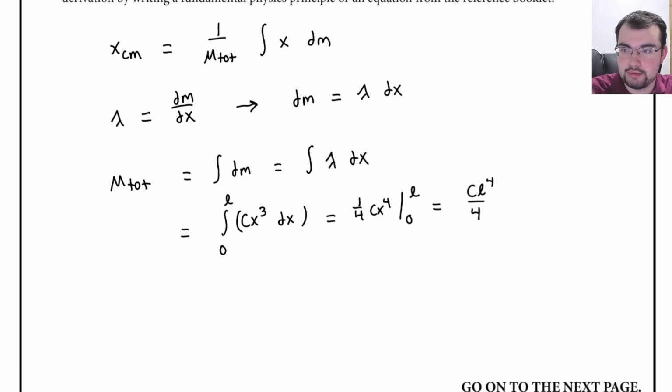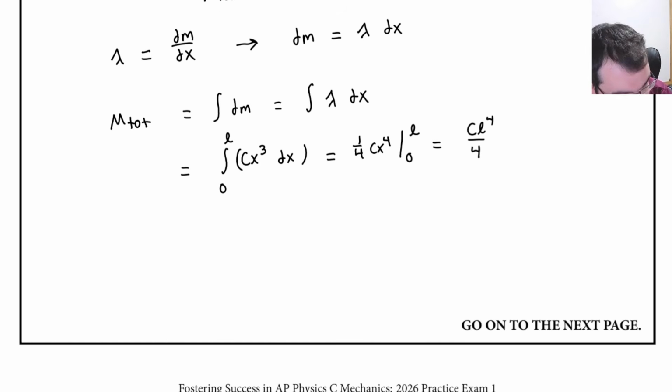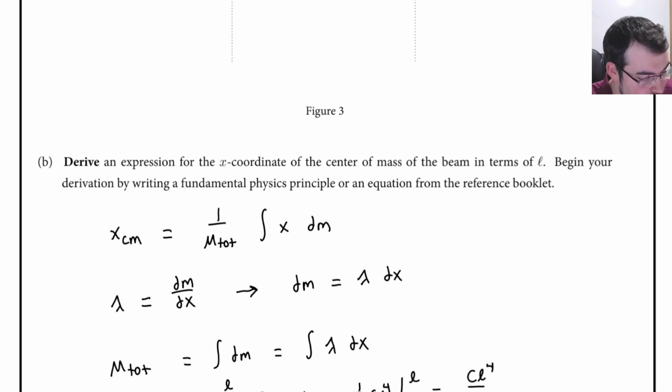Okay. Well, now we can just plug in. So x of the center of mass is defined as 1 over m total. So what is m total? M total is this quantity. And then it says integrate x dm. So I plugged in here for my total mass, and now I just need to plug in for x dm.